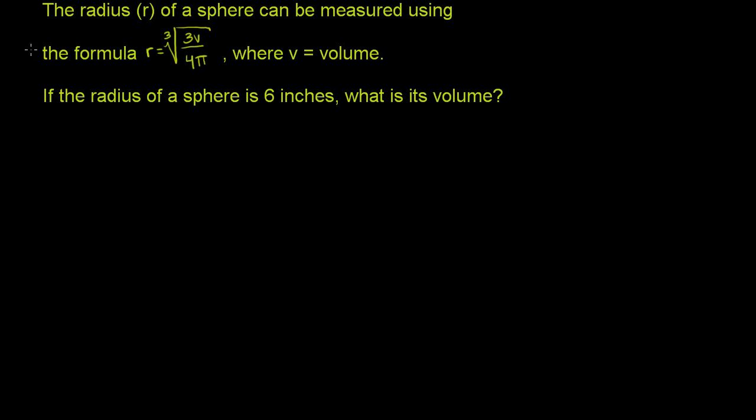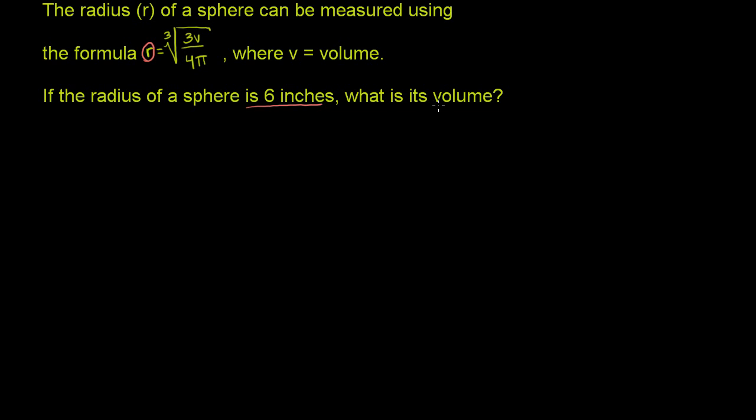We're told that the radius of a sphere can be measured using the formula r is equal to the cube root of 3 times v divided by 4 pi, where v is equal to the volume. That's interesting. Normally you have it expressed the other way, volume as a function of radius. Here they have radius as a function of volume. If the radius of a sphere is 6 inches, so they're giving us the radius. They're saying it's 6 inches, so they're giving us that right there.